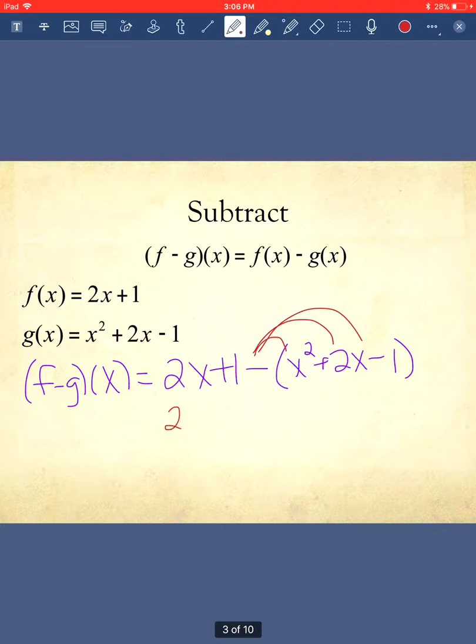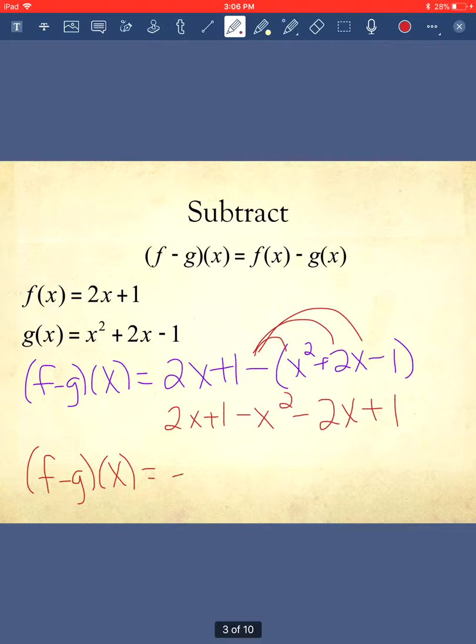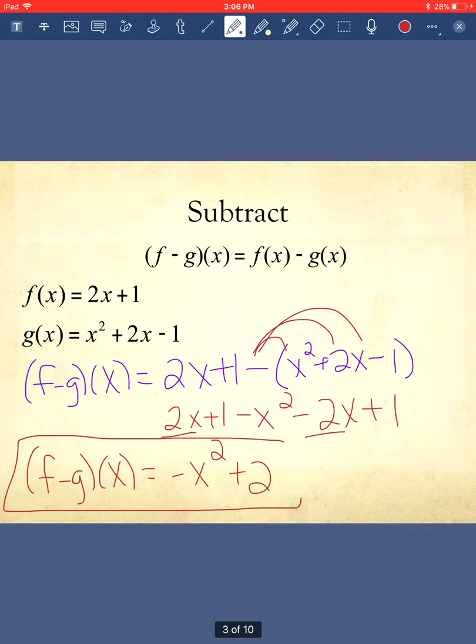So this ends up being 2x plus 1 minus x squared minus 2x plus 1. So I finish up with f minus g of x equals negative x squared. 2x, negative 2x cancel each other out, so plus 2. So f minus g of x equals negative x squared plus 2.